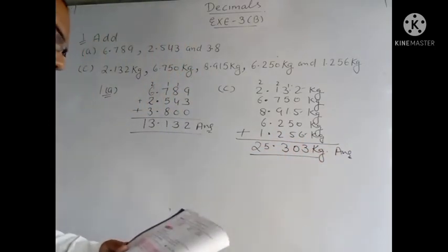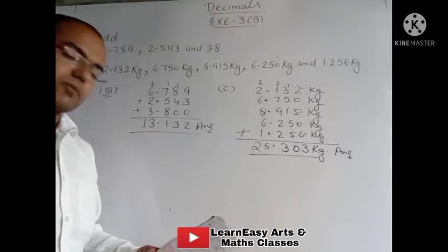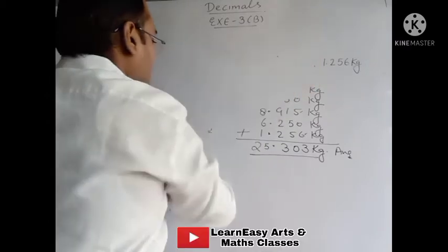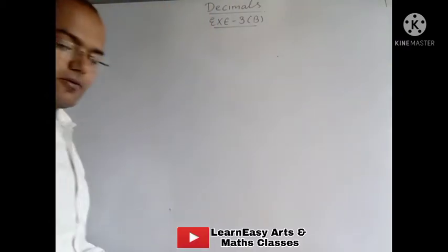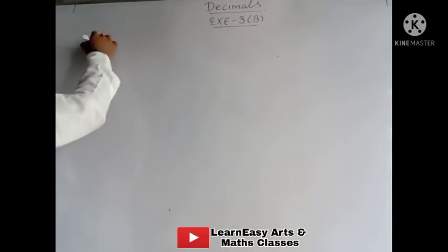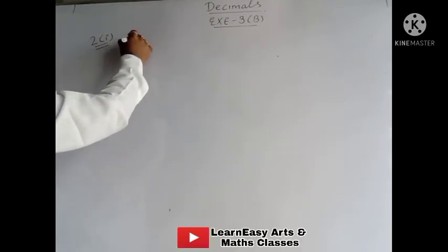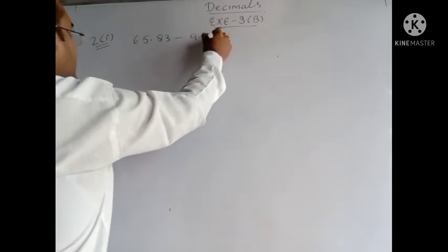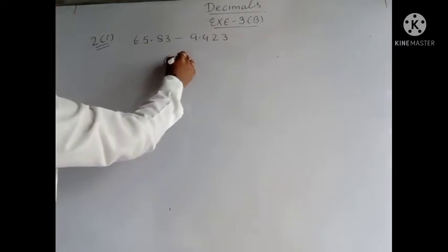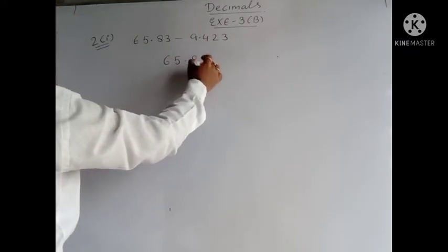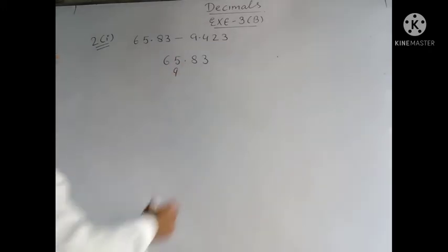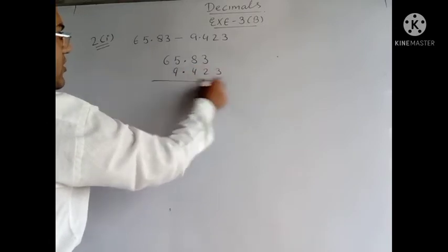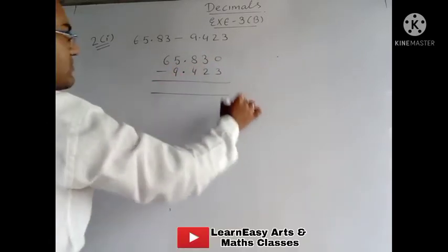Now question number second. In the second question we have to subtract. So what will we do? Second question, all of you see. Question number second, part number first. 65.83 minus 9.423. So first of all 65.83 we will write upside, 9 we will write here under 5. Now under the point we have to put point only. Now here we have to put 0. Now we will subtract it.